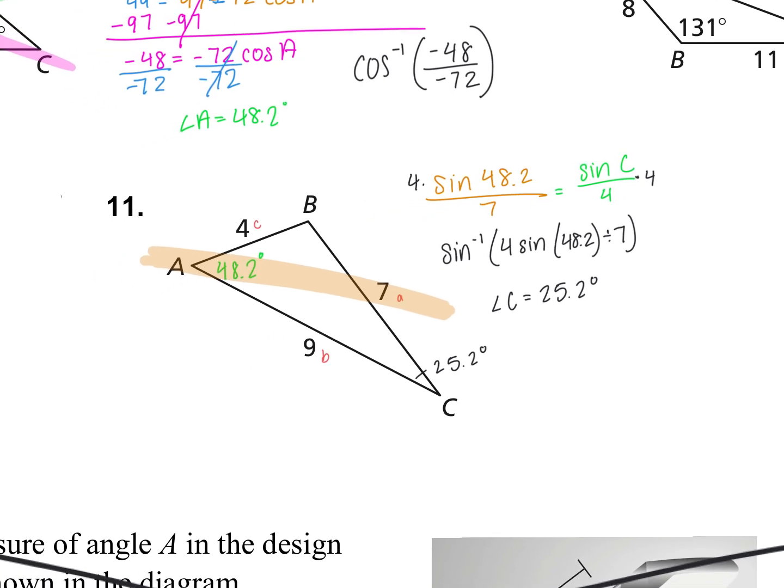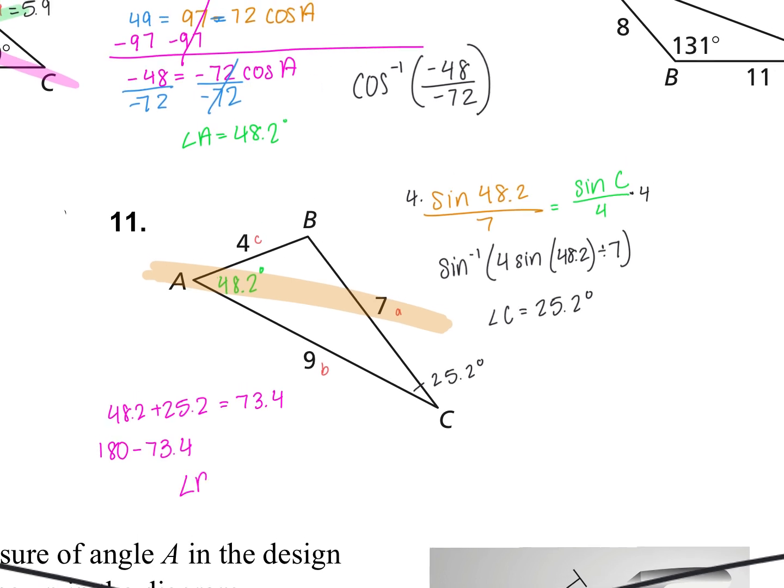So now if I'm solving for angle B, all I have to do is 48.2 plus 25.2, that's going to equal 73.4, and then do 180 minus 73.4. Your answer for this is going to be angle B equals 106.6 degrees, and you're done with this one.